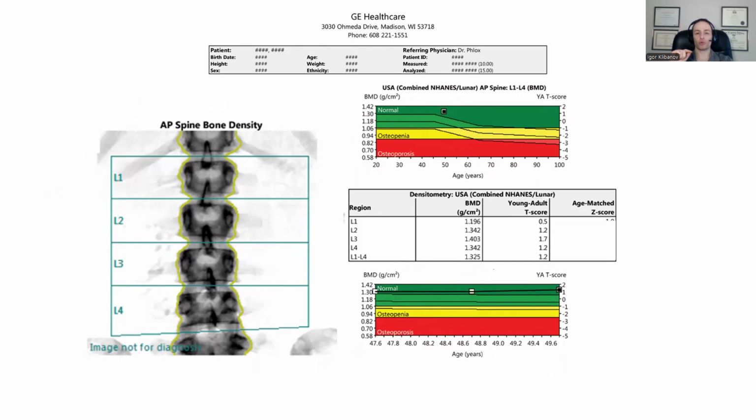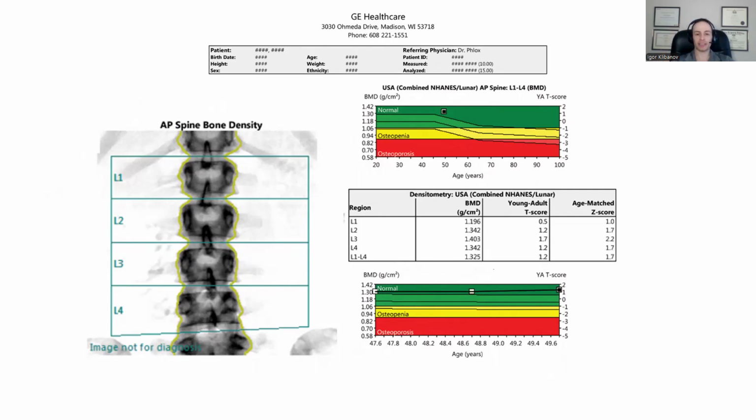You want to compare yourself to what is the peak bone mass. Bone mass for Caucasians and Black people peaks around 25 to 30. In Asians, it peaks between 18 and 20. So you want to know how you compare, not to other people your age who've already declined. You want to compare yourself to peak bone mass.